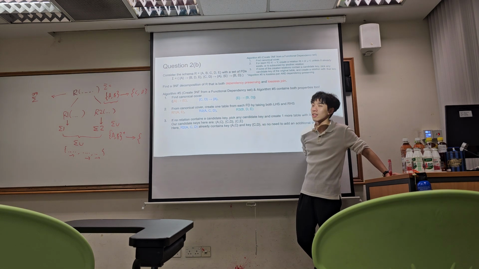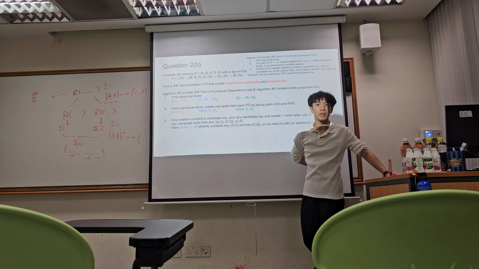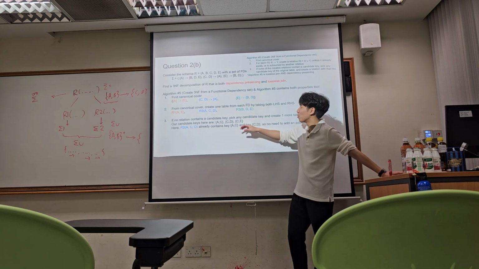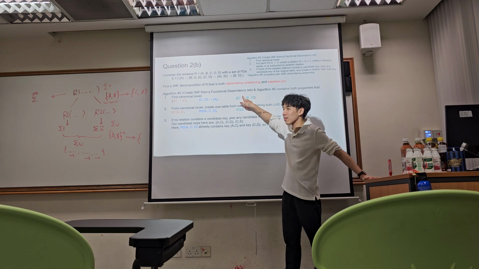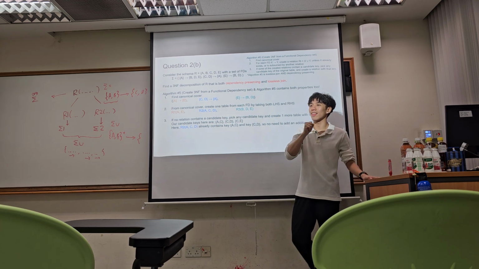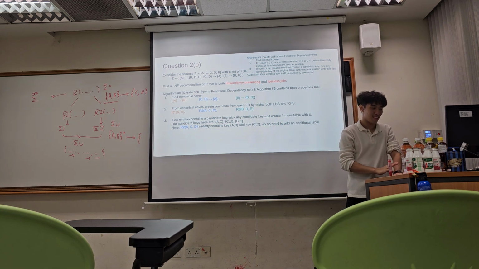We need to find a canonical cover first. So what's the difference between minimal cover and canonical cover? Yeah, correct. One is with only a single element on the right-hand side, and the second one needs to be combined together. Right, that's the difference.